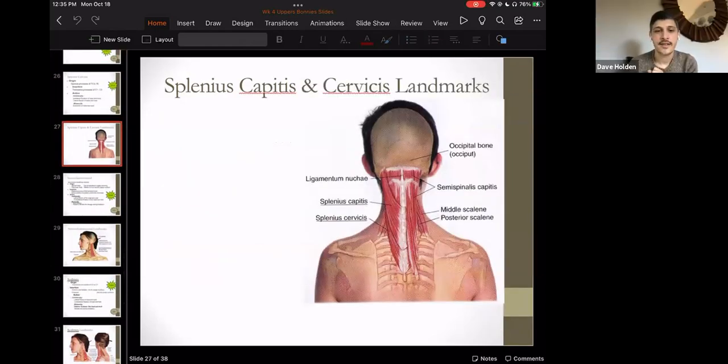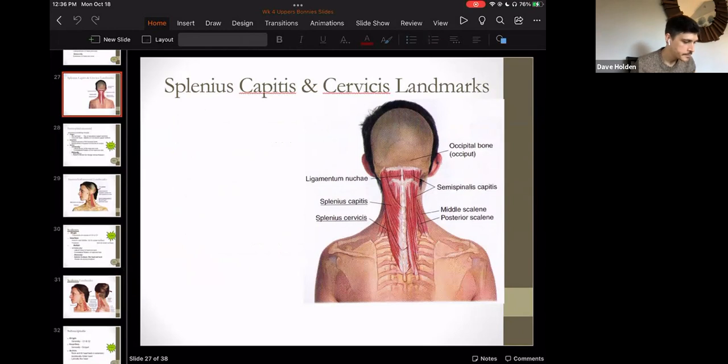So there's a very lovely 1990s textbook illustration of these muscles. Yeah, that's them. All right, splenius capitis and splenius cervicis. Both of these are kind of bandage-shaped muscles, but one stops at the neck, that's the cervicis. One goes all the way to the skull, that's the capitis.